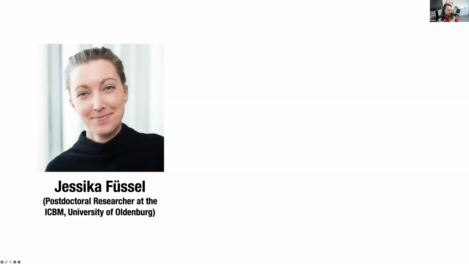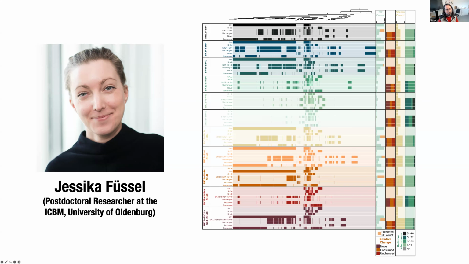Jessica Fissel, who is also on the call, a postdoctoral researcher at the ICBM here in Oldenburg, has been studying biogeochemistry for a long time, and she was also interested in application of Anvi'o to her problems. And she generated this figure using Anvi'o, which shows the distribution of molecular formula in different combinations of cultures of microbial strains, which I'll try to give you a very brief idea about.